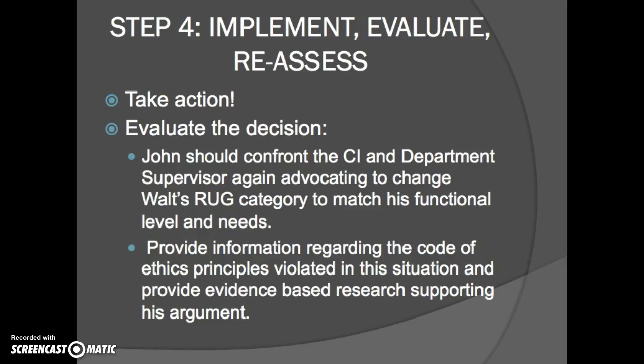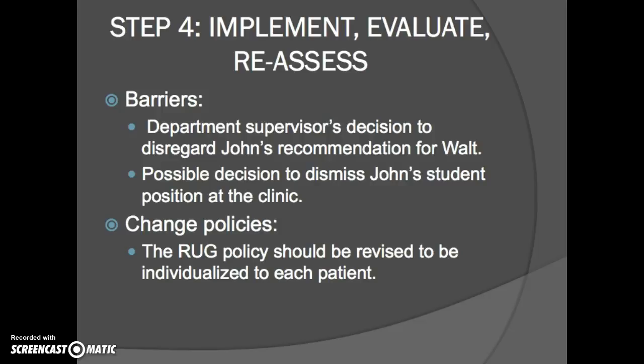Step 4. Implement, evaluate, reassess. John should confront the CI and department supervisor again, advocating to change Walt's RUG category to match his functional levels and needs. John should also provide information regarding the Code of Ethics principles violated in the situation and provide evidence-based research supporting his argument. John's barriers include the facility's department supervisor's decision to disregard John's recommendation for Walt. Also, the possible decision to dismiss John's student position at the clinic.